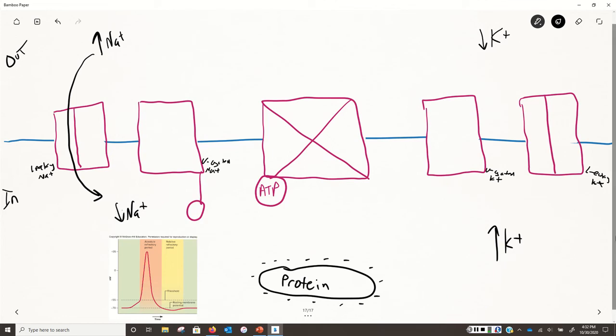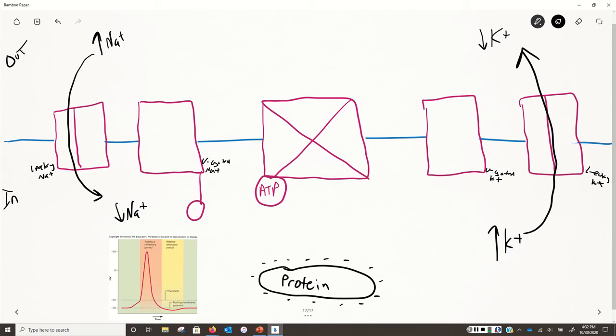Over here, let's look at potassium. Potassium has a high concentration inside the cell and a low concentration outside the cell. But it's got a positive charge, and the inside of the cell is negative. So now we've got a situation where its concentration gradient is outward.